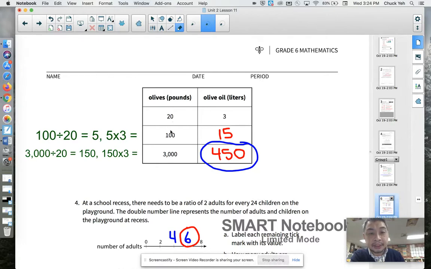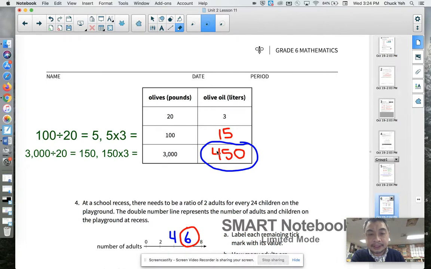So 20 times 5 is 100. So 3 times 5 is 15. Or you can do 100 divided by 20 is 5. 5 times 3 is 15. Next, 3,000 divided by 20 is 150. Then you have to multiply by 3, so the answer is 450.